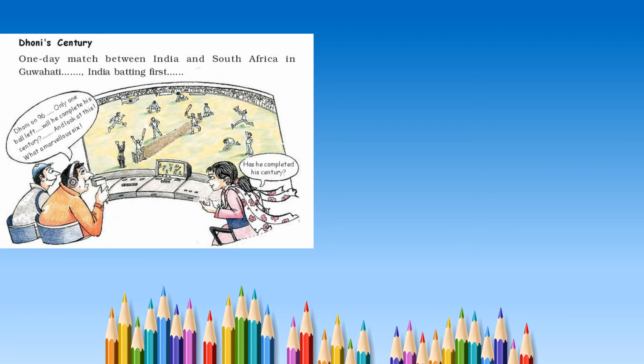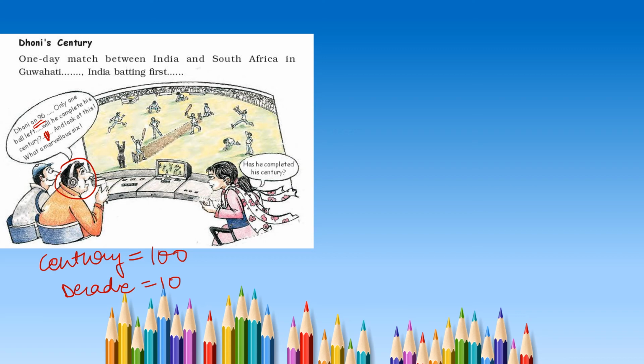Now, moving on, we have a really interesting exercise over here. There's a match going on, and this person says Dhoni, we all know Dhoni, right, is on 96 and only one ball is left. Will he complete his century? Let's stop over here. Firstly, a century is 100 runs or 100 years, whatever we are counting. And a decade is 10 years or 10 runs or whatever.